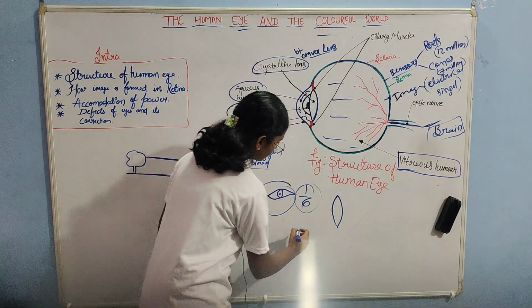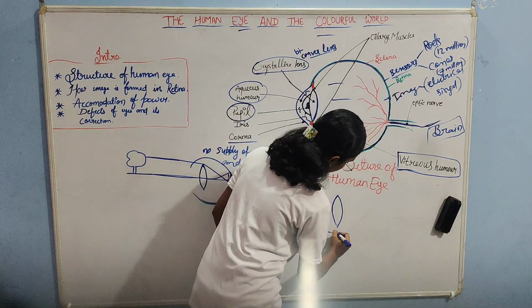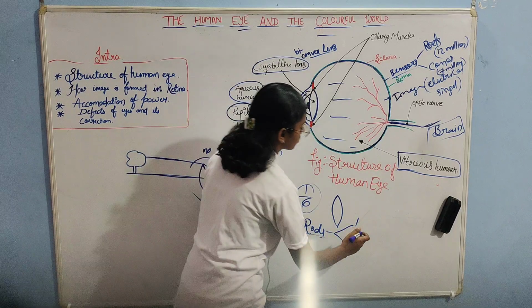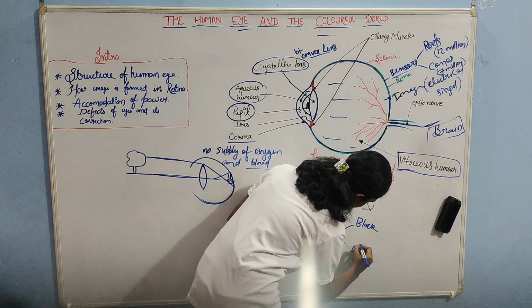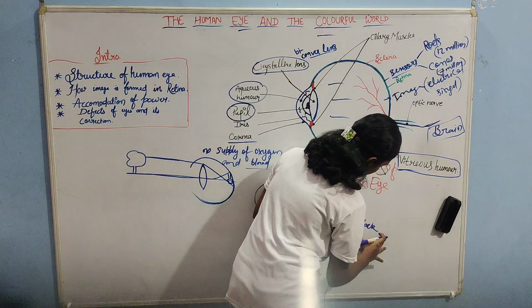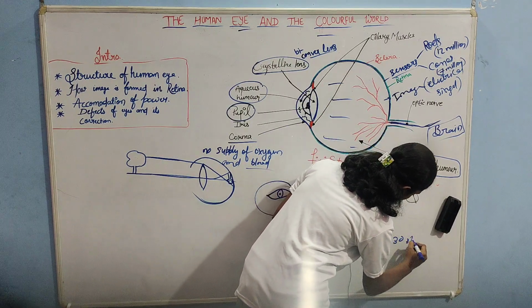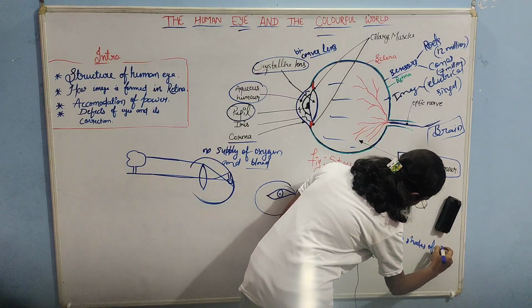Rods recognize two main colors. They are black and white. And after combining both, they will recognize 30 shades of grey.